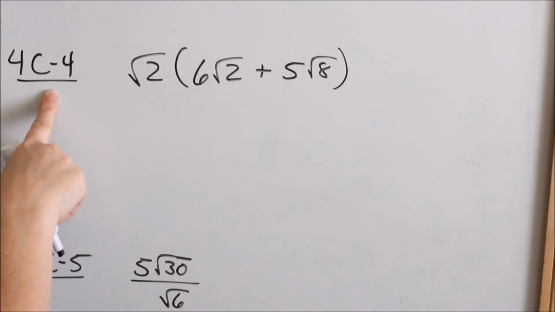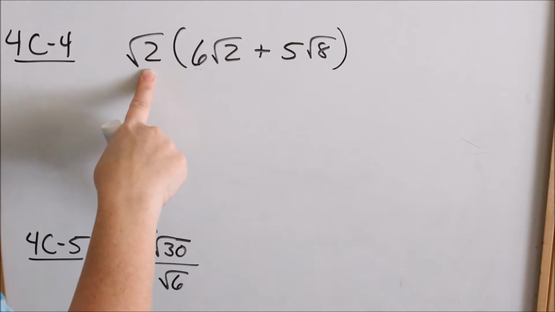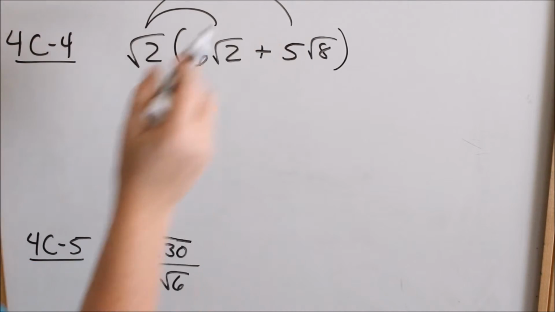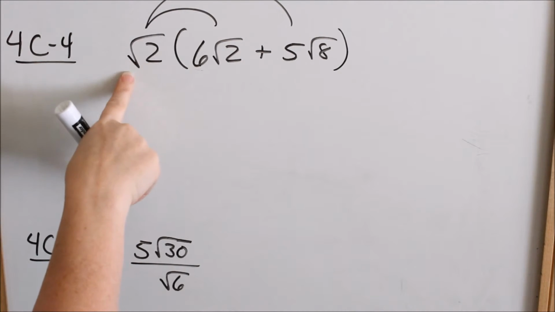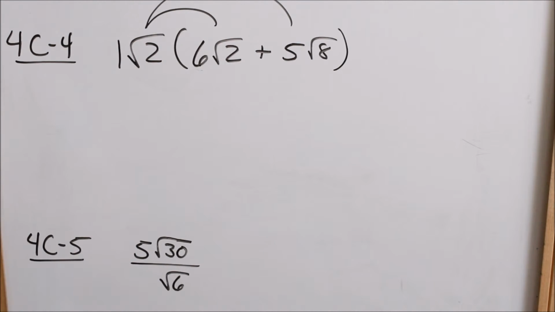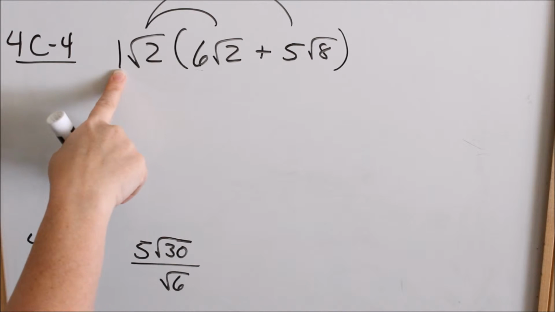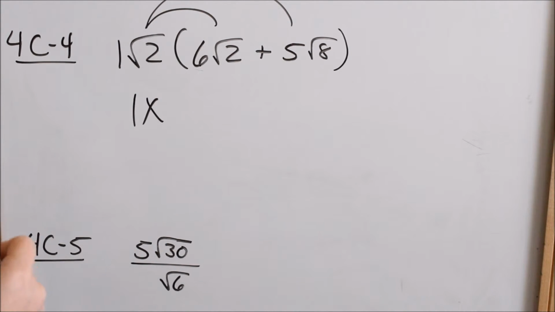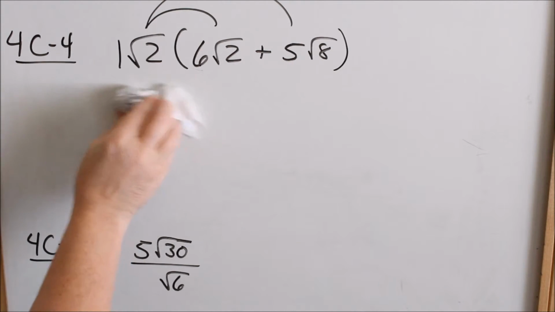Now look at 4C4. You have the square root of 2 out here to distribute to everything in the parentheses, so that gets distributed to everything. If you want to think of this, the coefficient out here in front of the radical, it's like a 1. Anytime you just see a radical with no number, it's like a 1 coefficient, just like x is like a 1x. There's a 1 in front of that square root of 2.